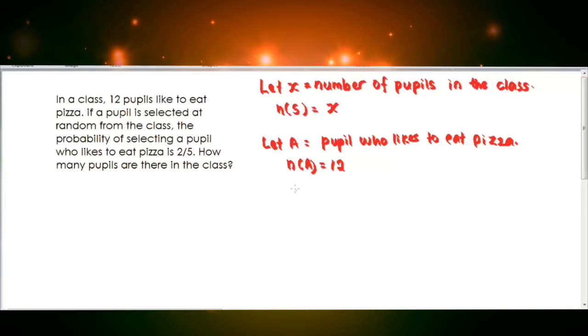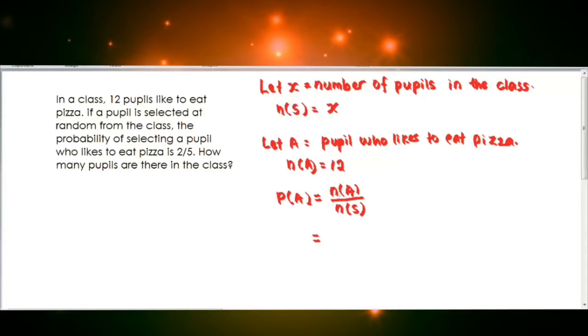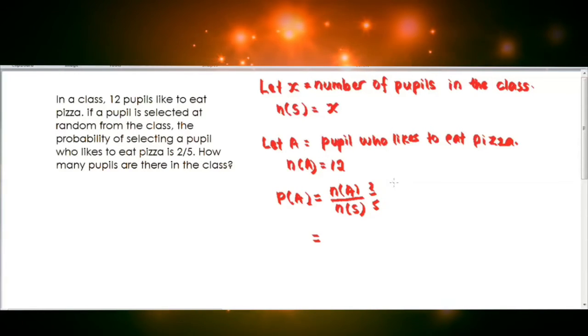So as usual, we could use the formula: probability equals number of events divided by number of sample sets. The answer is already given to us as 2 over 5, right? However, we know the number of students who like to eat pizza actually is 12.